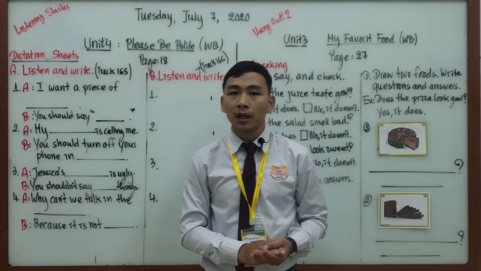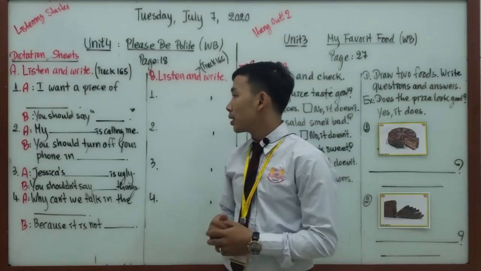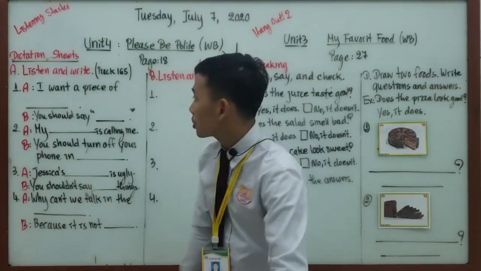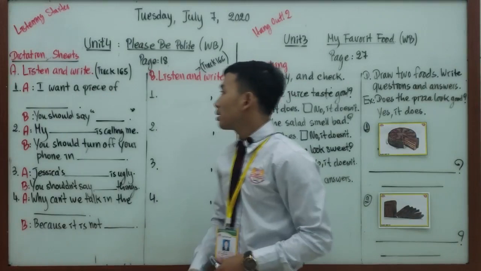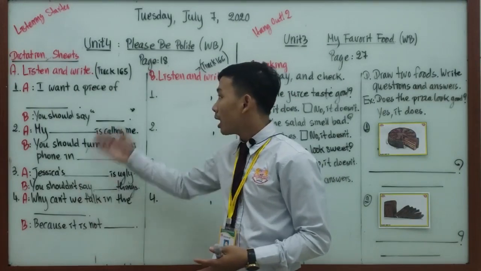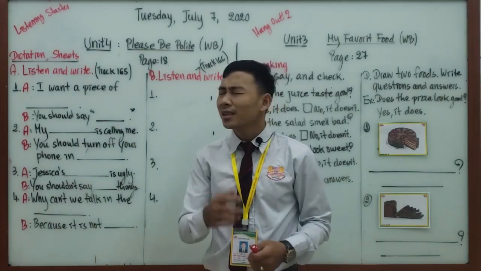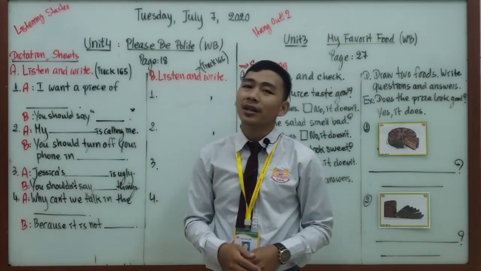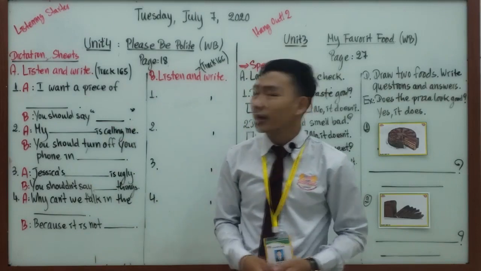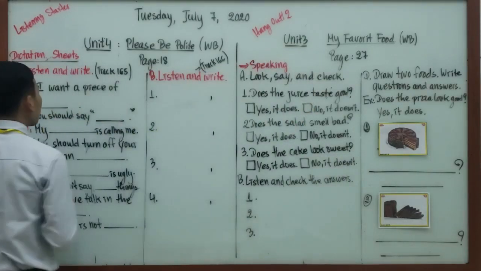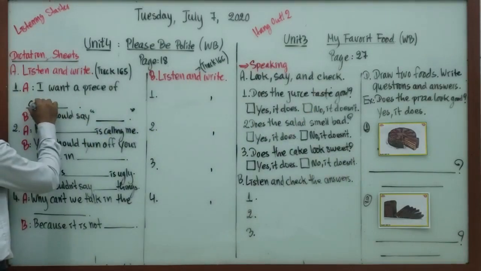Okay, everyone, welcome back. So now let's check the answers together. Number 1, I think I should read it for you. I want a piece of what is that, everyone? What did you hear? Okay, so I want a piece of cake, right? I want a piece of cake. And how can you spell cake? C-A-K-E.